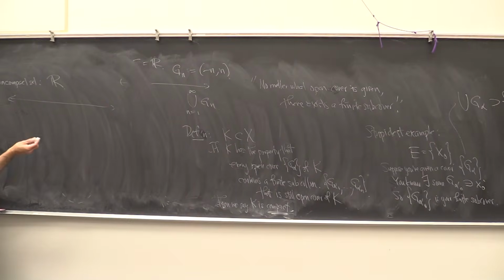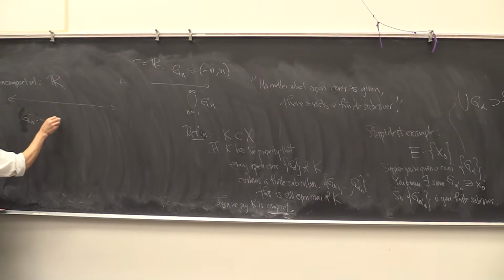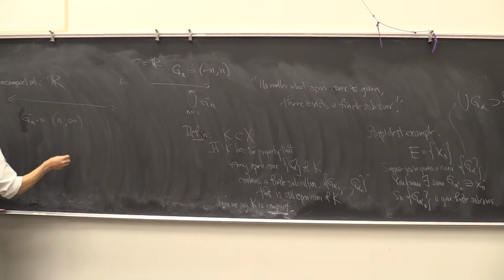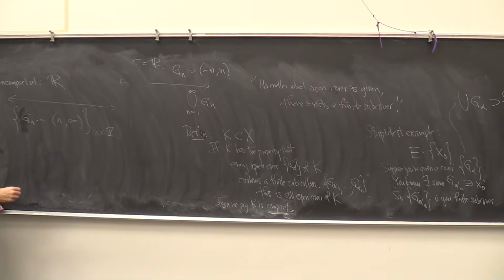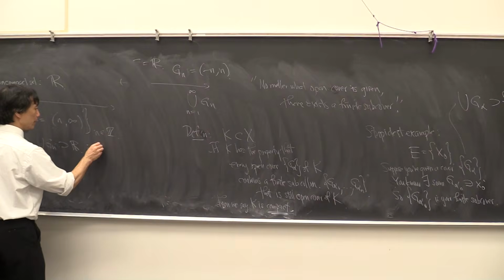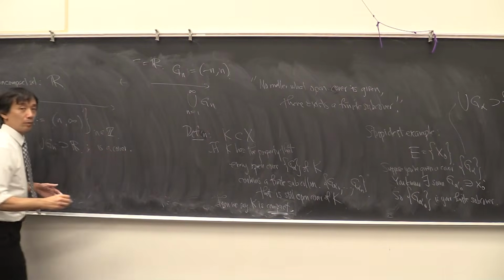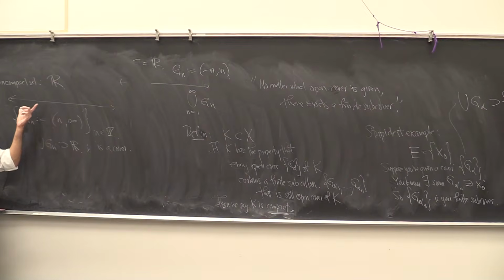A cover for which no finite subcollection will cover the whole thing. So you could do something like say let G sub n equal n comma infinity, as n ranges over the integers. That's a cover. The union of the G sub n certainly contains R. But no finite subcollection is going to work.